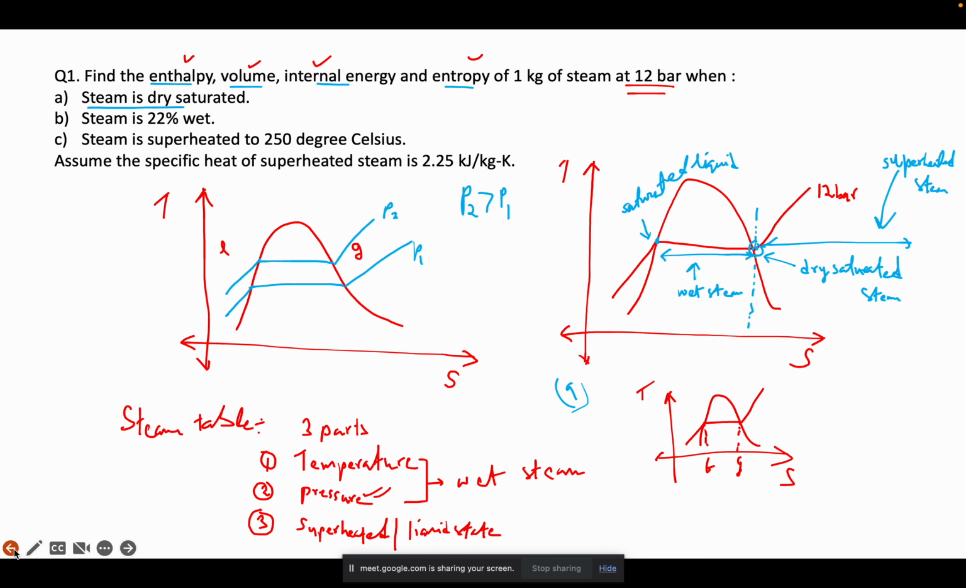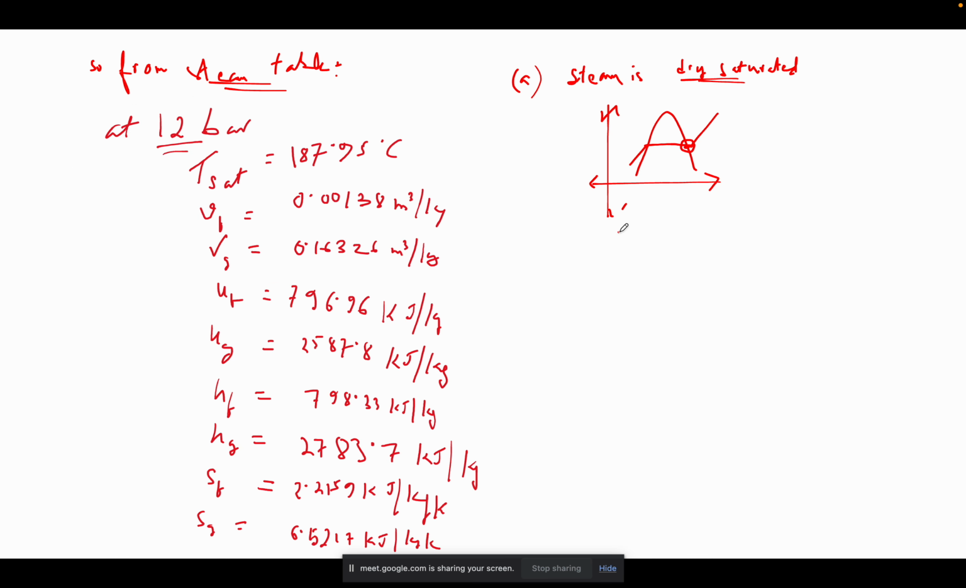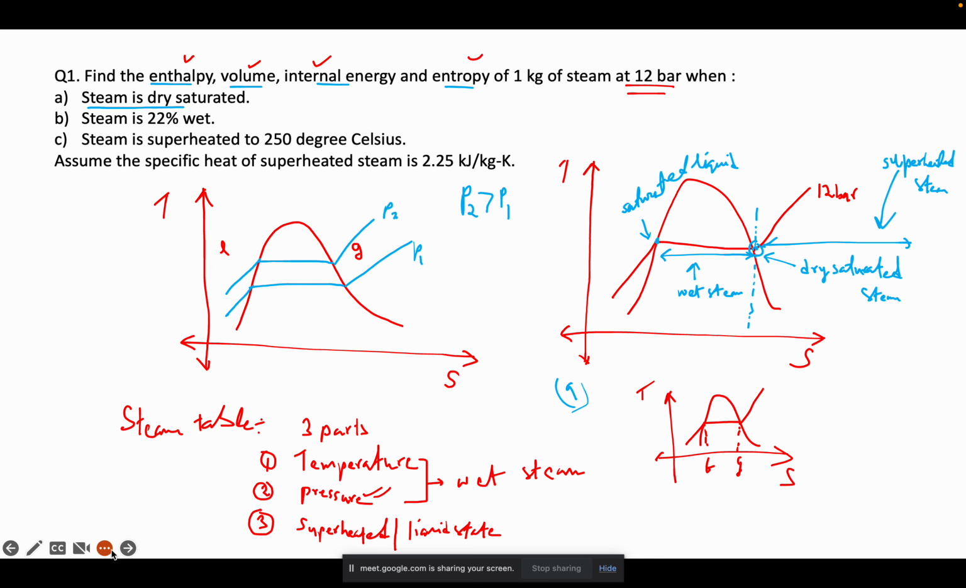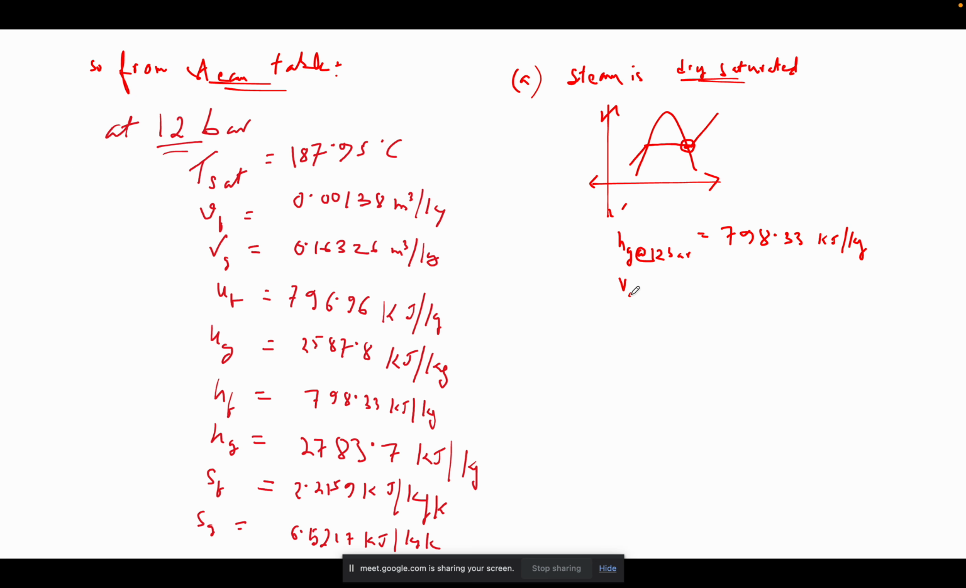So what we require is the enthalpy. That means we need hg at 12 bar. And what is the value of hg at 12 bar? It's basically this one, 798.33 kilojoule per kg. Then, after enthalpy, we need to calculate the volume. Same thing, vg at 12 bar, which we already know is 0.16326 meter cube per kg.